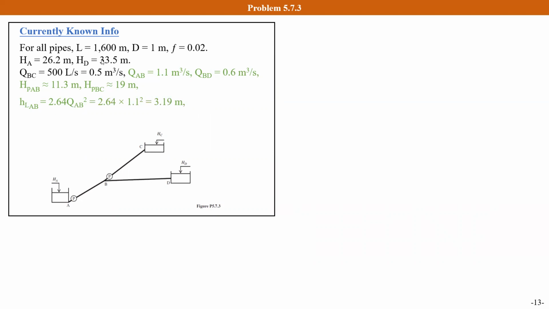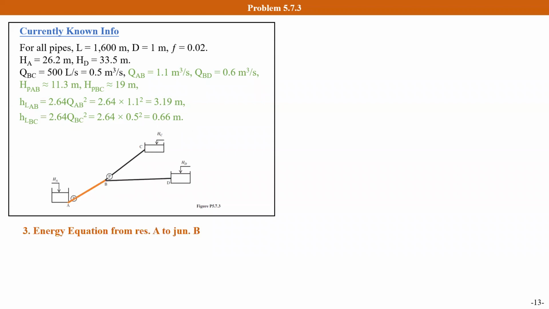Because we already know the flow rate in pipe AB equals 1.1, if we bring this value back into this equation, we could get the head loss in pipe AB, which equals 3.19 meters. And similarly, we can get the head loss in pipe BC, which equals 0.66 meters.